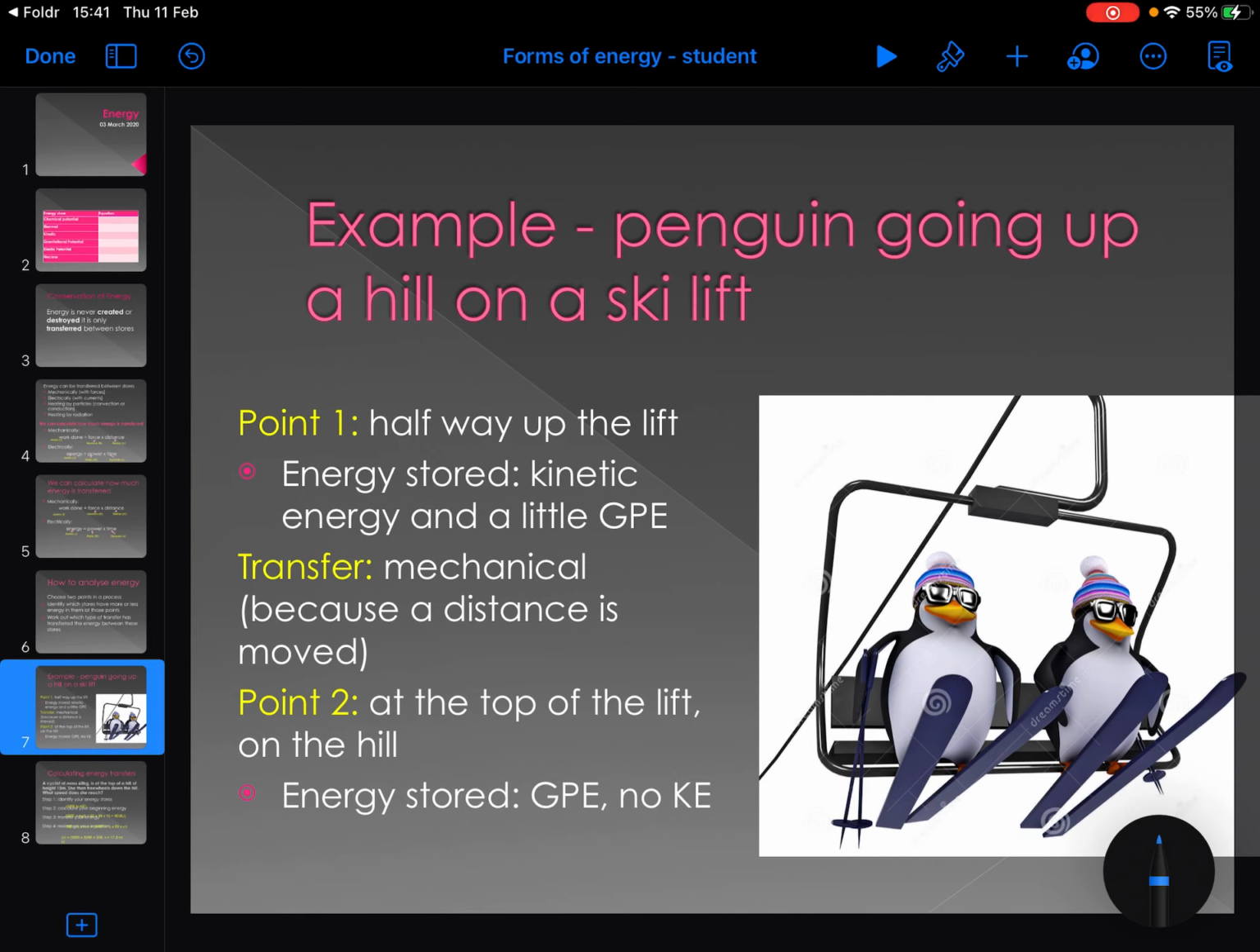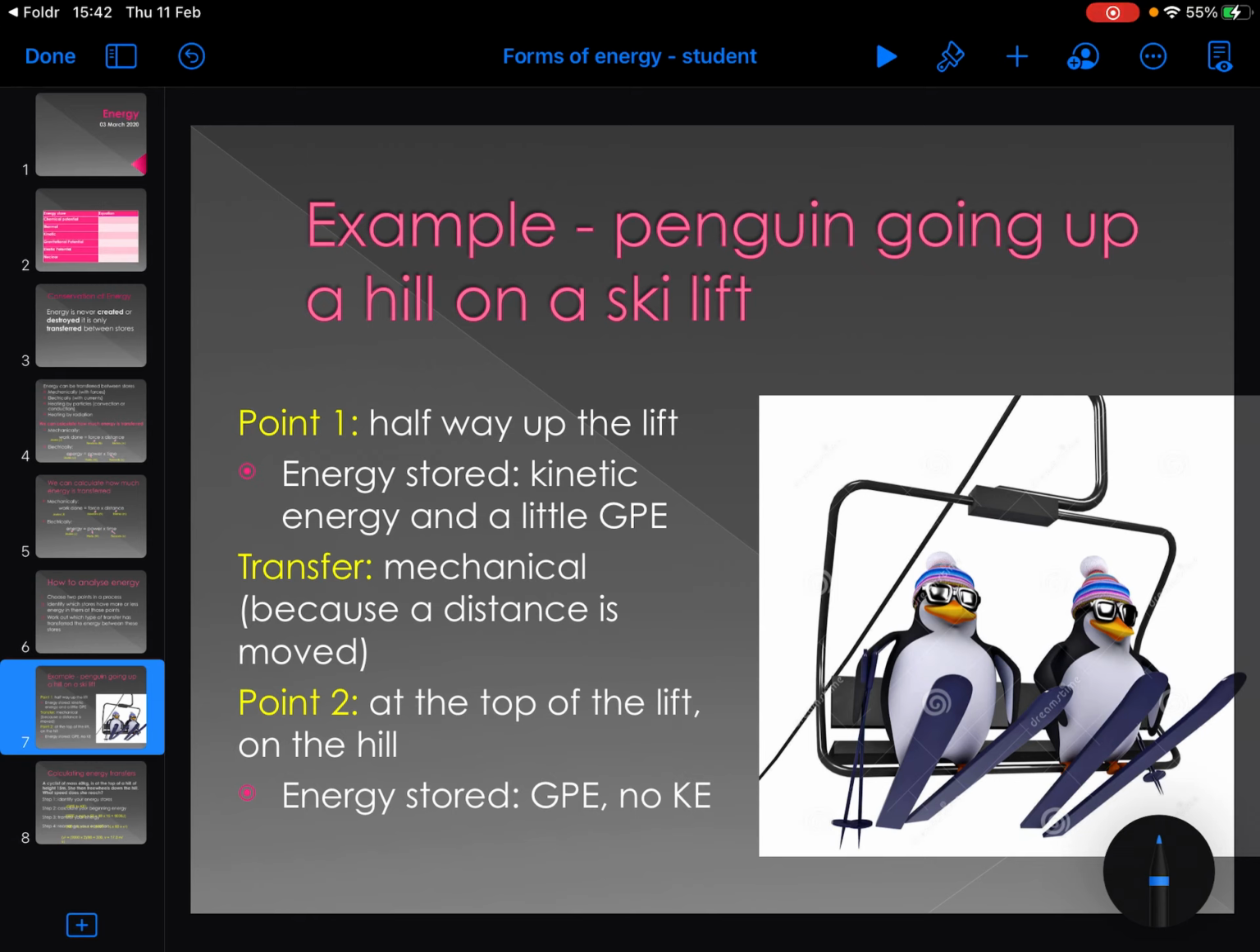For example, a penguin going up a hill on a ski lift. Point 1, halfway up the lift. I chose that as random. I could have done at the bottom of the lift, could have done at the top of the lift. In an exam, chances are they will tell you the beginning and the end so that you know which points you're actually dealing with. So anyway, halfway up the lift, the energy stored, kinetic energy because the penguins are moving, and a little GPE because they're halfway up the hill, so they have already got some GPE.